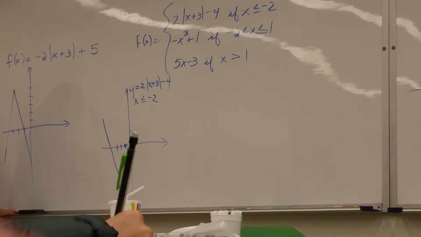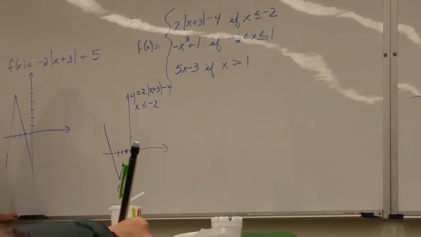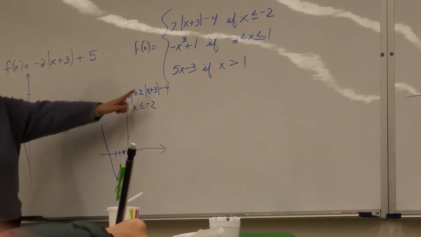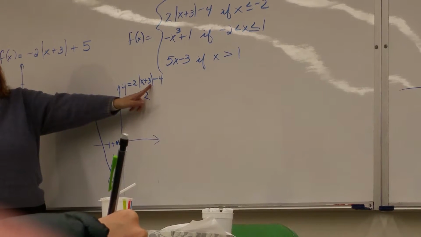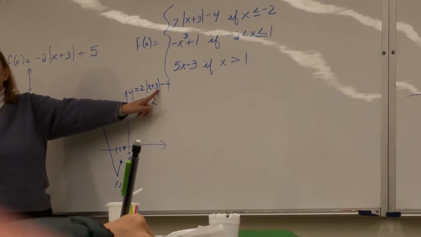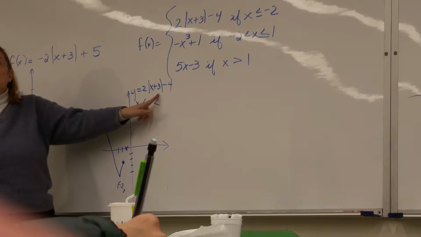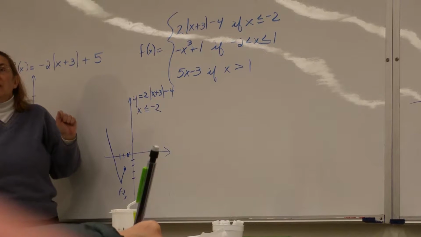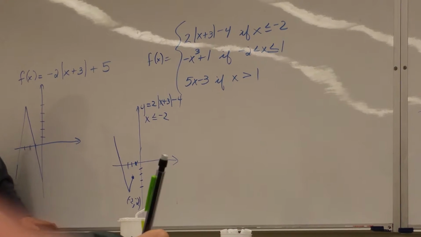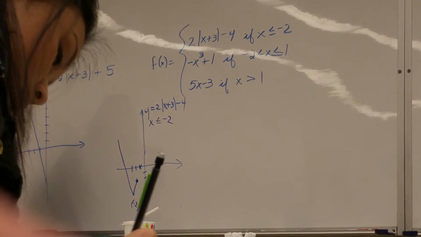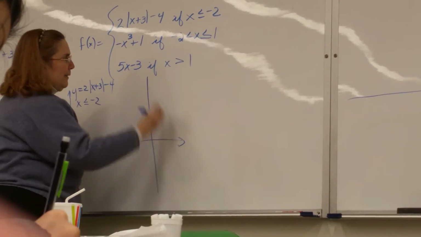Negative 3. Don't rely on the graph to tell you. Negative 2 plus 3 is 1. Absolute value of 1 is 1. 2 times 1 is 2. 2 minus 4, negative 2. So the endpoint is negative 2, negative 2.